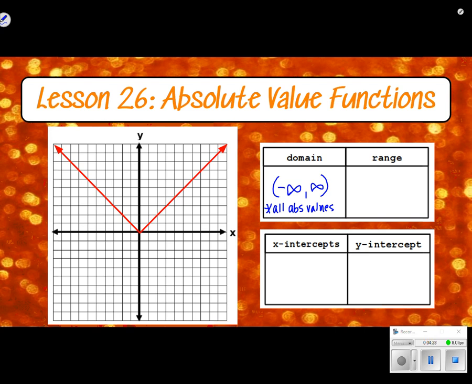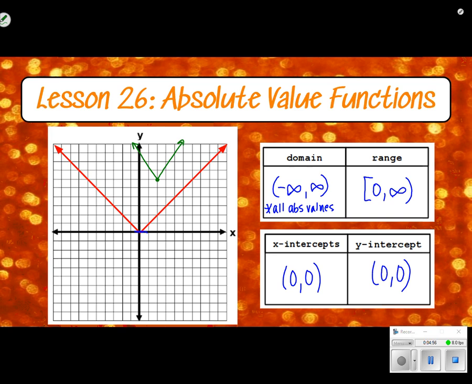Now the range is going to change. We have a lowest point here at 0, and 0 gets a bracket. We have a highest value of +infinity, and it gets a parenthesis. It has an x-intercept at 0, 0, and a y-intercept at 0, 0 as well. They can be the same. Now, let's draw another little absolute value guy. It is possible to never have an x-intercept.